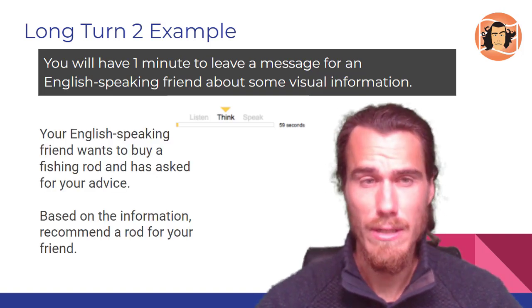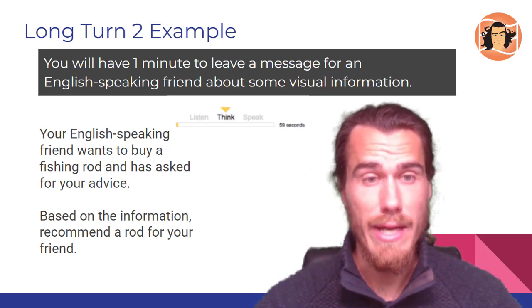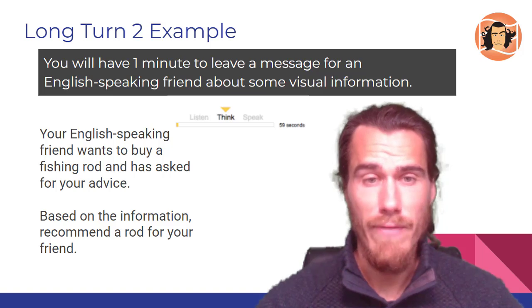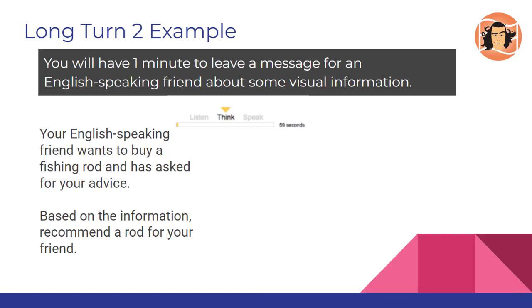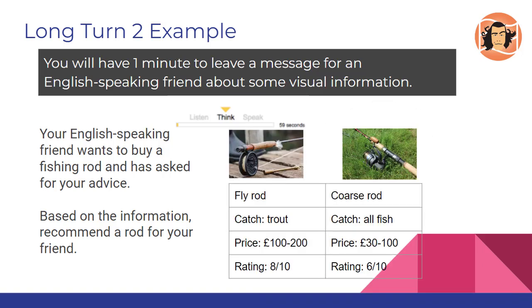So here's an example question. Your English-speaking friend wants to buy a fishing rod and has asked for your advice. Based on the information, recommend a rod for your friend. And then that will probably be accompanied with some type of pictures or diagrams like this. So here we can see there are 2 different types of fishing rods. One is called a fly rod, one is called a coarse rod. One is for catching trout, the other is for all fish. They have different prices and different ratings. So this will be what it looks like in the exam, quite possibly, or it will be a chart or a table.